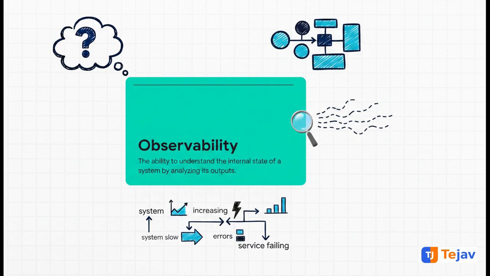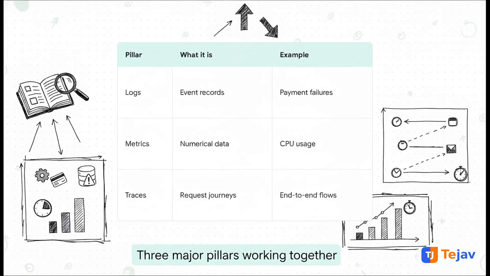Things like, why is the system slow? Which specific service is failing? Where is the latency actually increasing, and why are our users experiencing errors? Now, true observability relies on three major pillars.